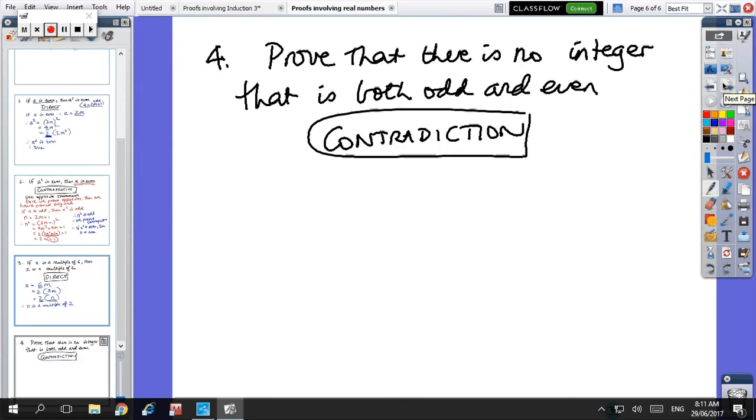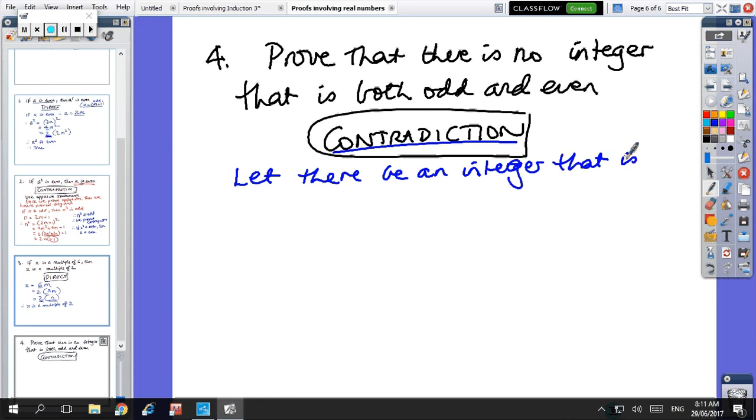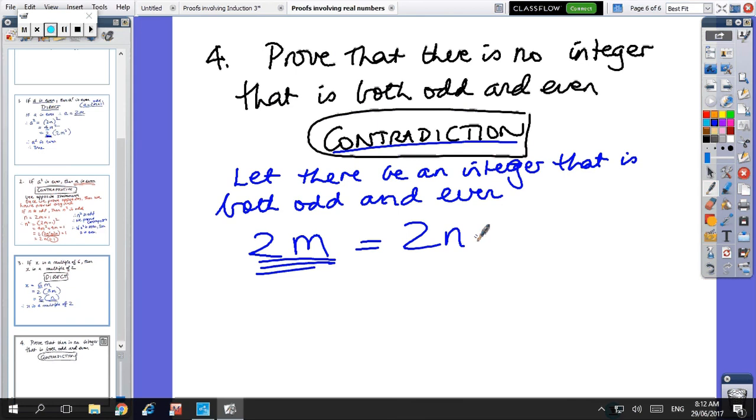Prove that there is no integer that is both odd and even. Again, the best way to do it is with a contradiction. So the contradiction is, let there be an integer that is both odd and even. Okay, so we're going to say the opposite. Let's say there is an integer. So that means on one side we've got an even number, and on the other side we've got an odd number. Okay, so that's what we're going to prove is a contradiction.